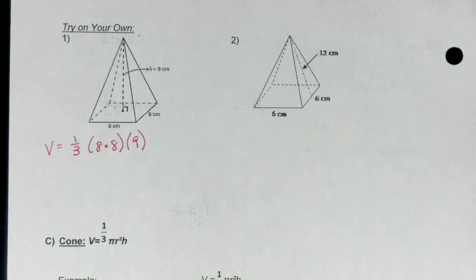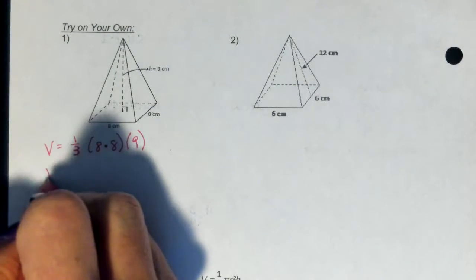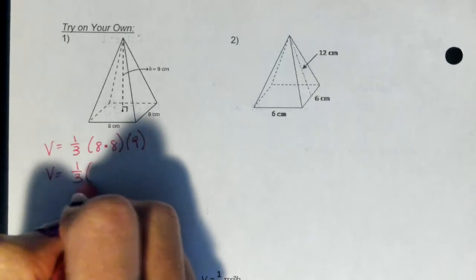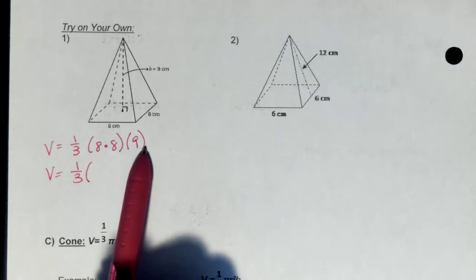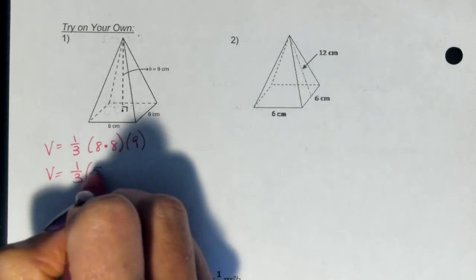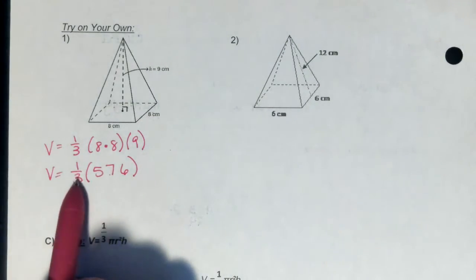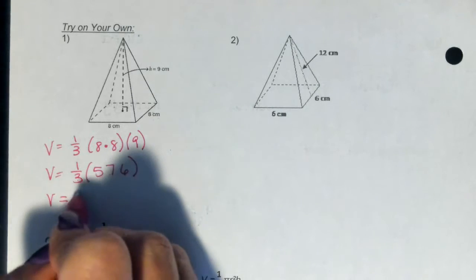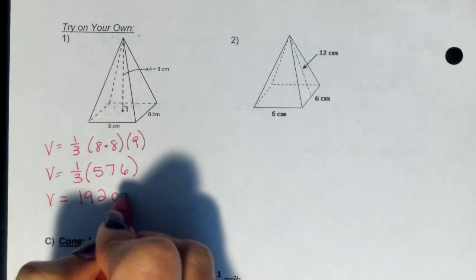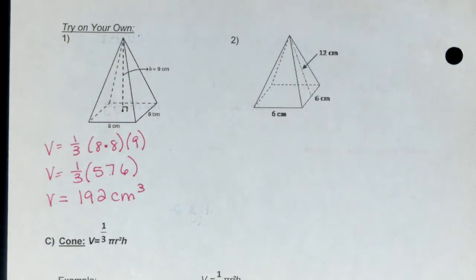If they give you a slant height, then we got a problem. We're going to talk about that in the next one. So we've got volume is 1/3. I'm going to multiply 8 times 9. That's going to give me 576. I'm going to take this number, divide it by 3 to get a total volume of 192 centimeters cubed.